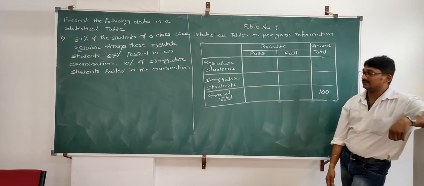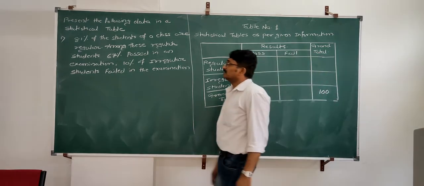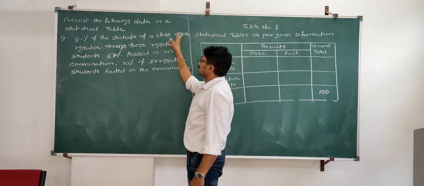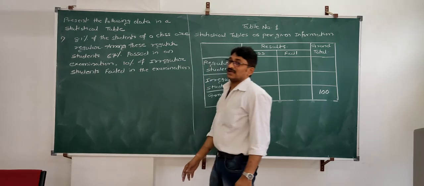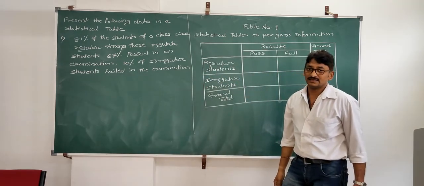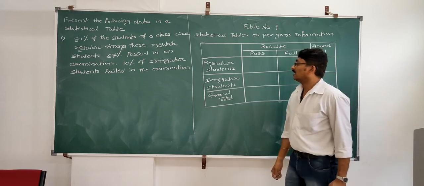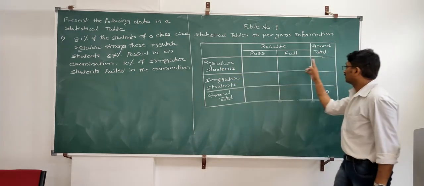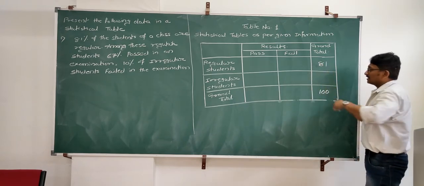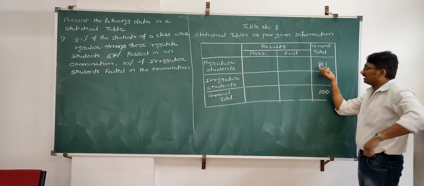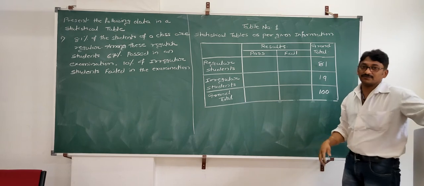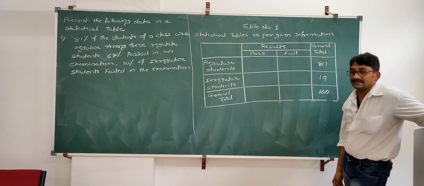Now we will go as per the information. What is given? 81% of the students of a class are regular. Means 81% are regular students. Where to write this? Where to write 81? Regular students total column. Correct? 81. Means out of 100 students, 81 are regular. Remaining 19 are irregular.